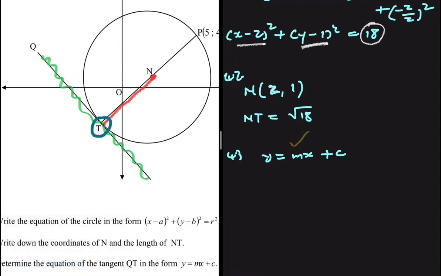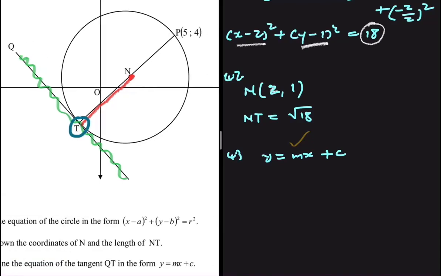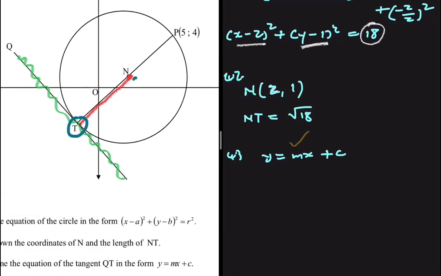Well, we don't have to necessarily find the coordinates of t for the gradient, because we can just use the coordinates of n, which is 2 and 1, and the coordinates of p. But then in order to find c, we're gonna need a point that lies on the line qt. So let's just go ahead and find the coordinates of t, and then I'm gonna use the coordinates of t to find the gradient, and after finding the gradient, we're gonna use the same coordinates of t to find c. So how are we gonna find the coordinates of t?